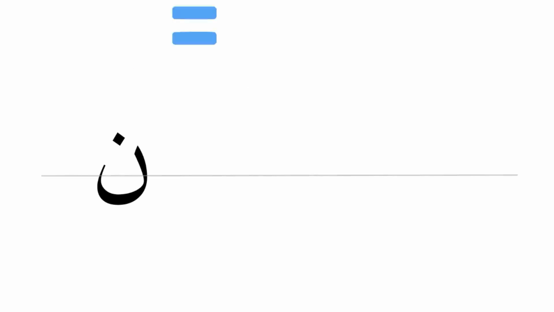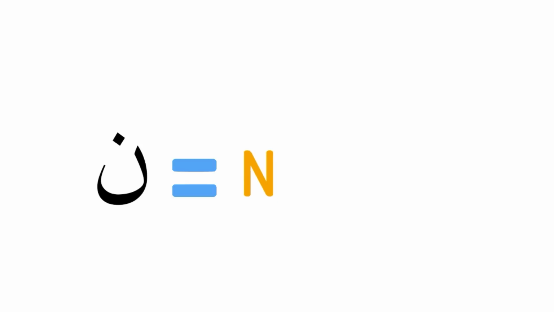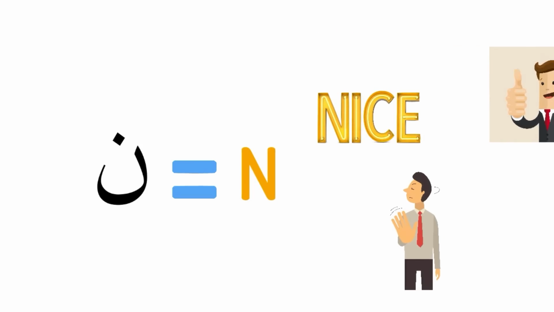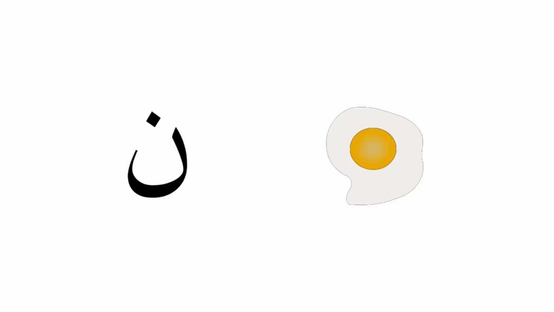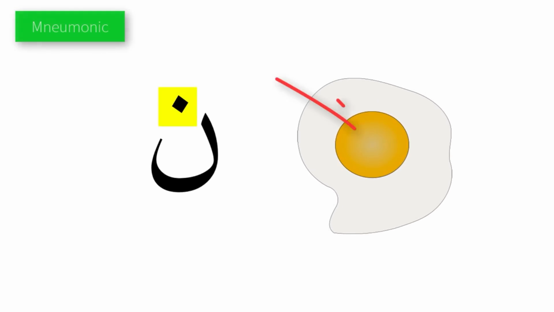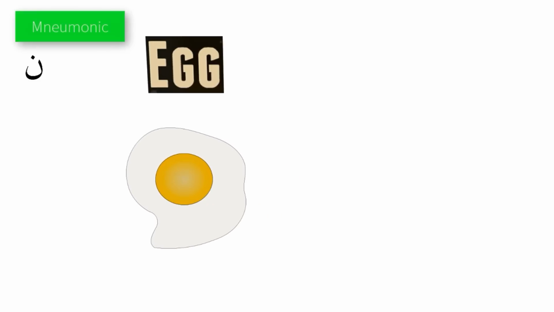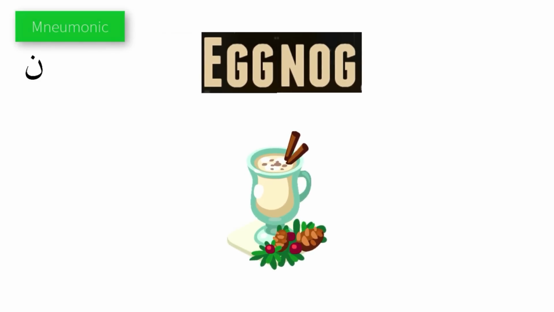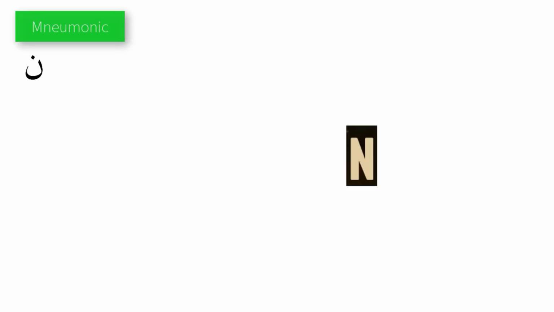The noon is equivalent to the English N in words such as nice or no. This letter looks like an egg, with the dot representing the yolk. From here, I associate the egg with the nog from the American eggnog. The N in nog reminds me of the N sound for noon.